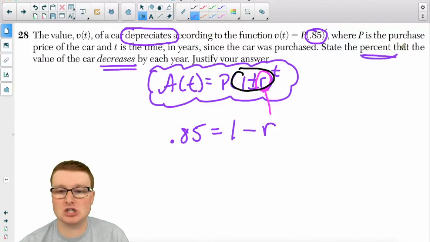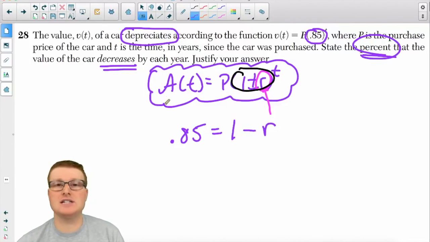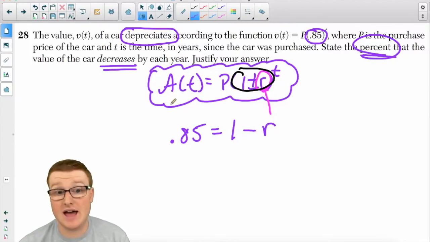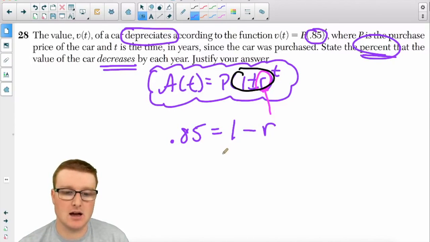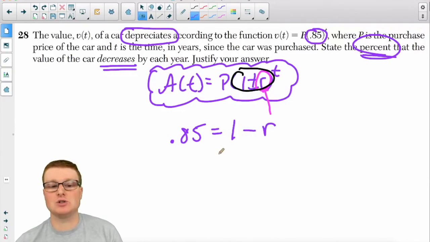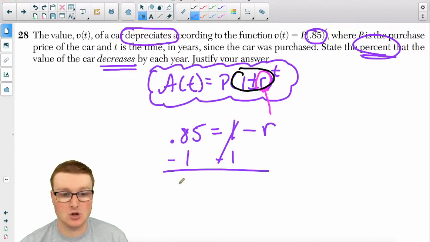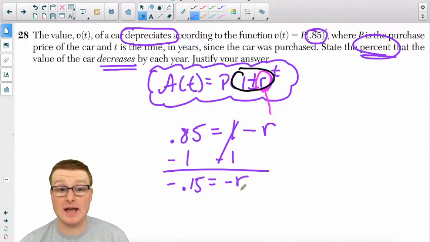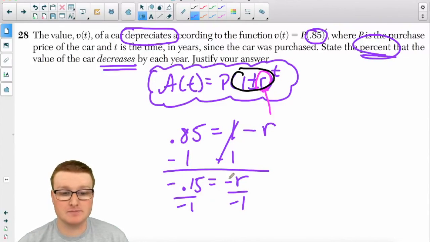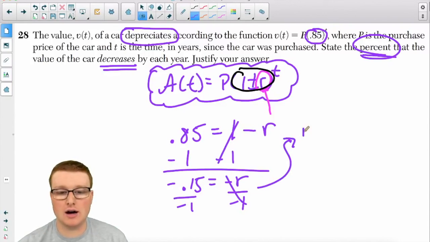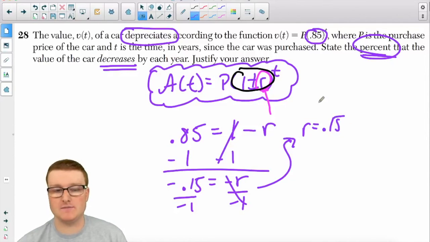So your job is to find the percent that the value of the car decreases each year. So in order to do that, you just take this and you're just going to subtract the 1 on both sides. You're going to isolate that r. So we get negative 0.15 is equal to negative r. Okay, divide by negative 1 on both sides, and you get r is equal to 0.15, positive 0.15.